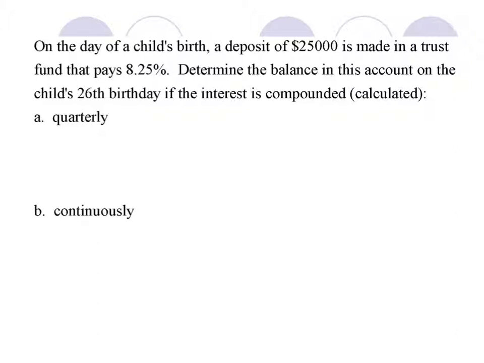This particular problem, let's suppose your parents decided on your day of birth they were going to put $25,000 into a trust fund. It's going to pay 8.25%, and you want to figure out the balance on your 26th birthday. And you're trying to compare different ways of compounding. So quarterly would emphasize that you'd have n times per year where n equals 4. And so we would use our formula P times 1 plus r over n to the nt power.